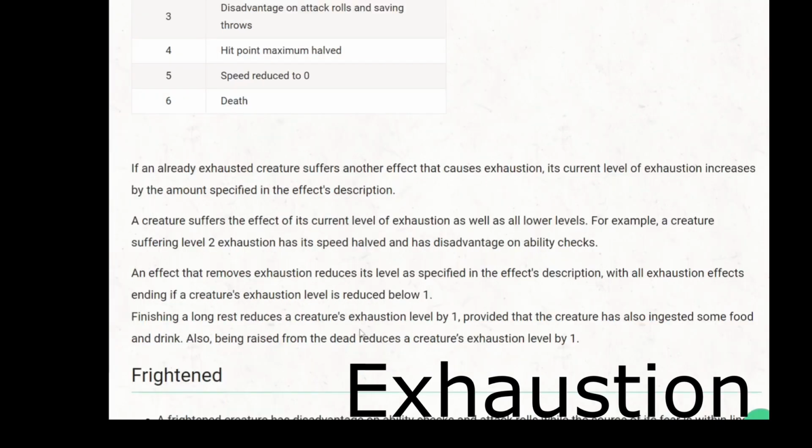Finishing a long rest reduces the exhaustion of a creature by 1 level, provided the creature has also ingested some food and drink. Also, being raised from the dead reduces a creature's exhaustion by 1.